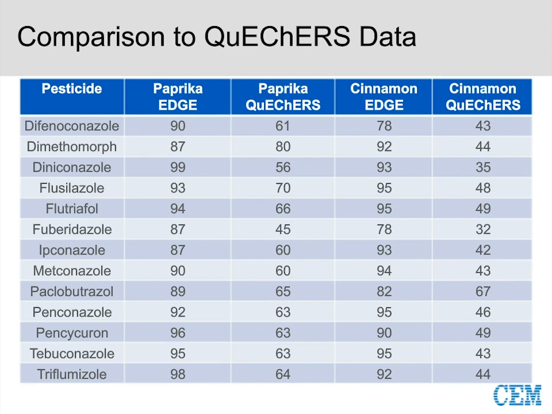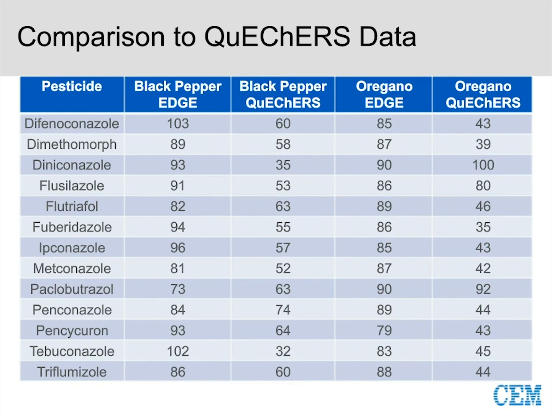And if we move on to the other 2 spices we looked at, black pepper and oregano, we see the same story. So what I hope you see here is that in the EDGE, we not only offer you a simple, rapid, and efficient method for this, so you get all of those benefits, but furthermore, you get better data. You're getting better recovery values for this difficult matrix set of spices.